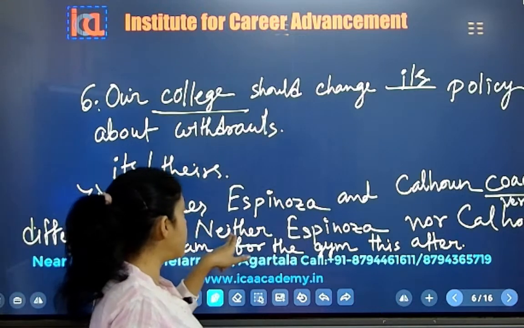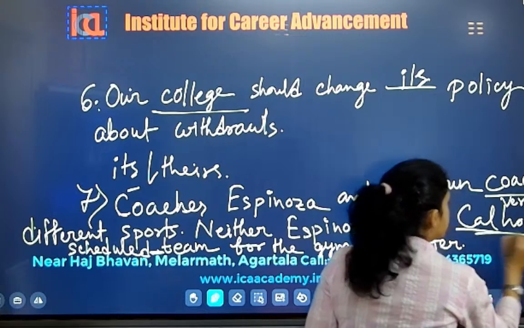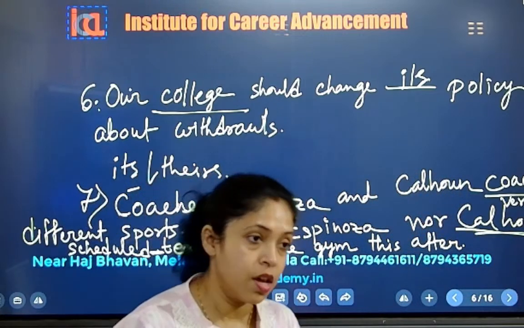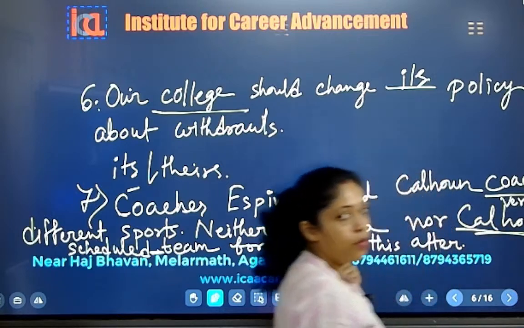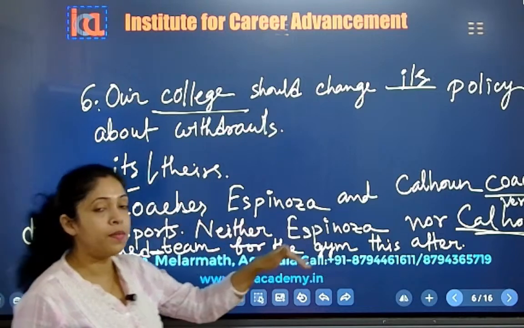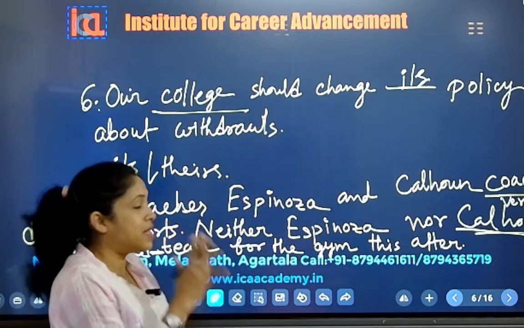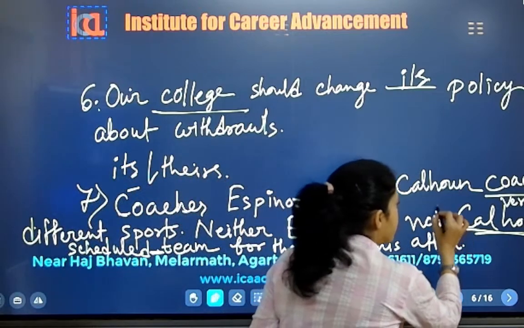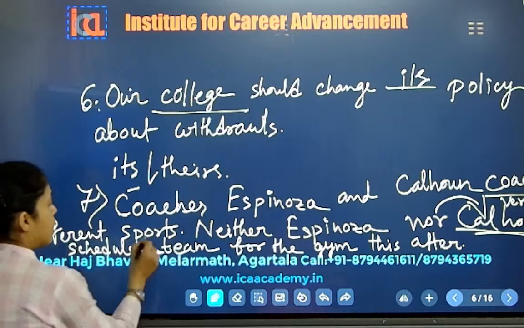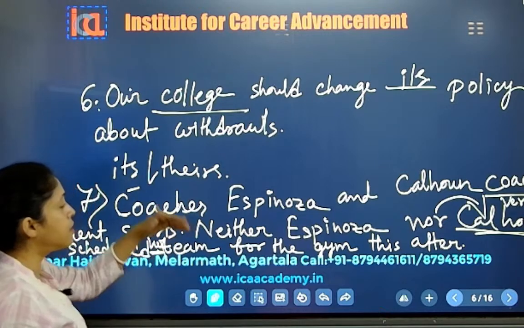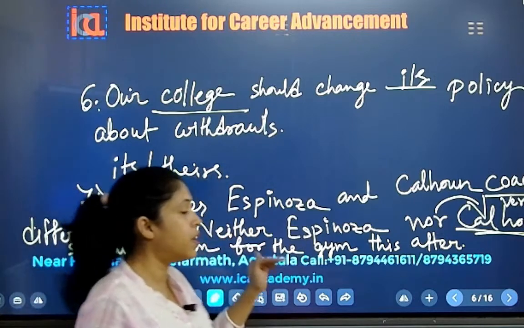Whenever we are using neither nor, in the case of the verb, we will always see which number of subject is used after nor, whether plural or singular. If a plural subject is used after nor, then we'll use a plural verb. If a singular subject is used after nor, then we'll use a singular verb. So we'll focus on which number of subject is used after nor. Neither Espinoza nor Calhoun scheduled her team for the gym this afternoon, because it will be singular.